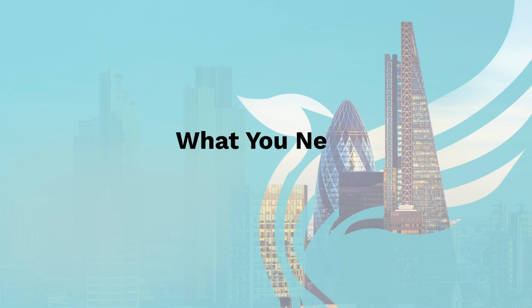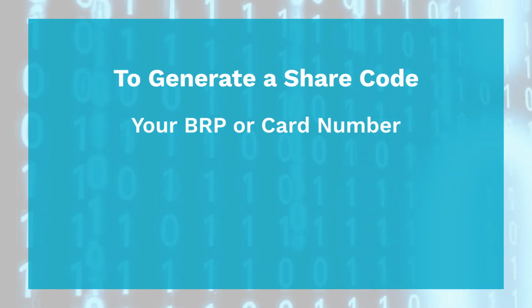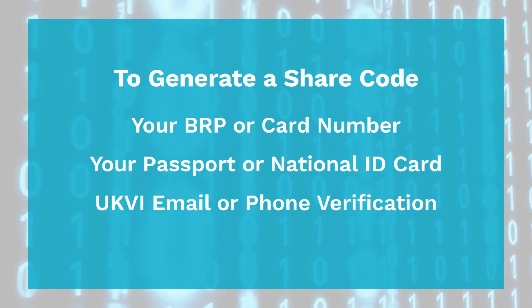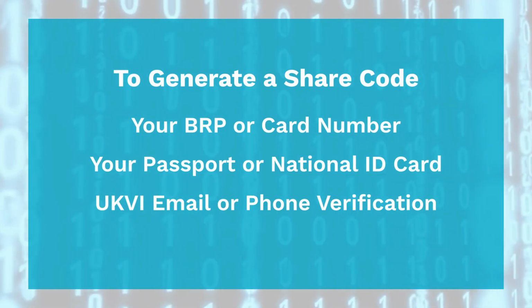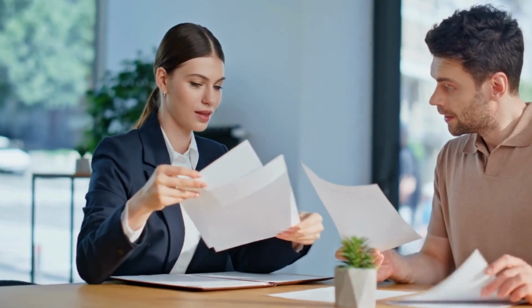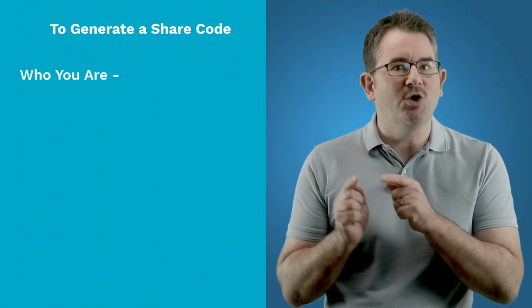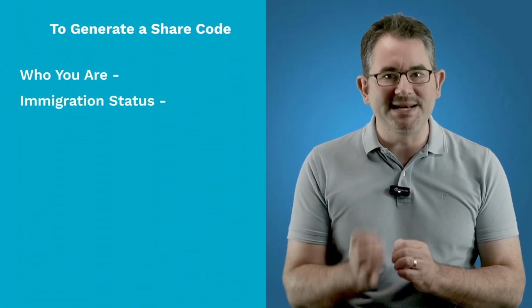In order to generate a share code, you will need your biometric residence permit or card number, your passport or national ID card, and access to your UKVI email or phone verification. You'll also use these same documents when proving your right to work manually as well. These details help confirm who you are, your immigration status, and your eligibility to work.